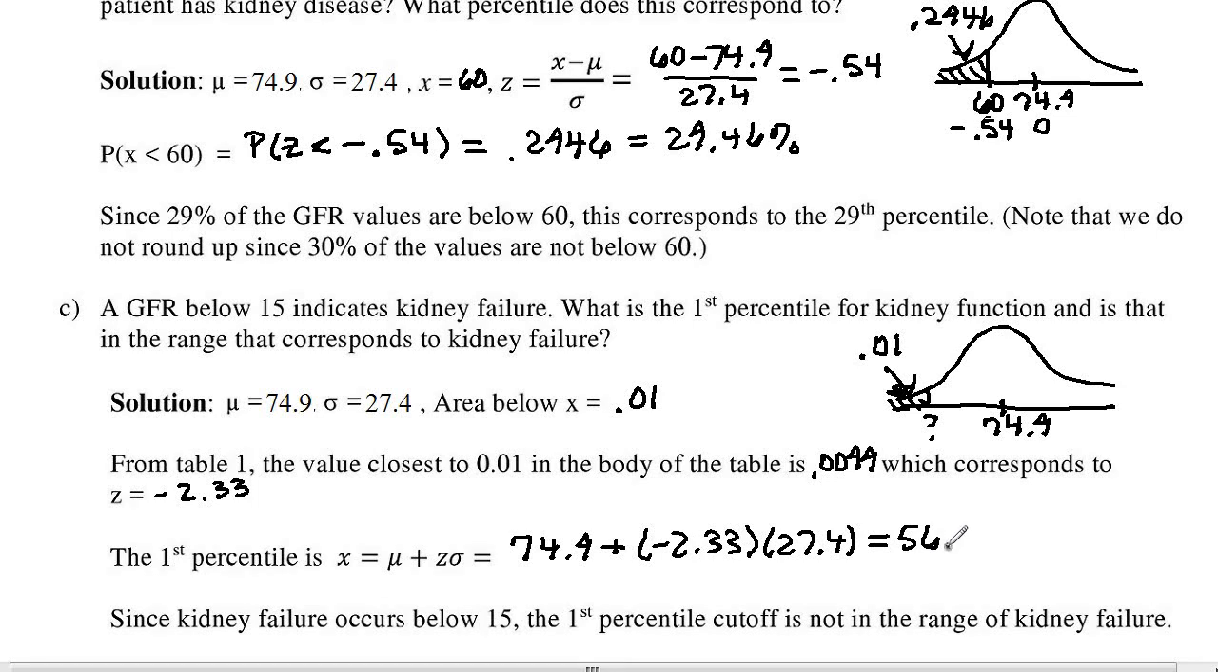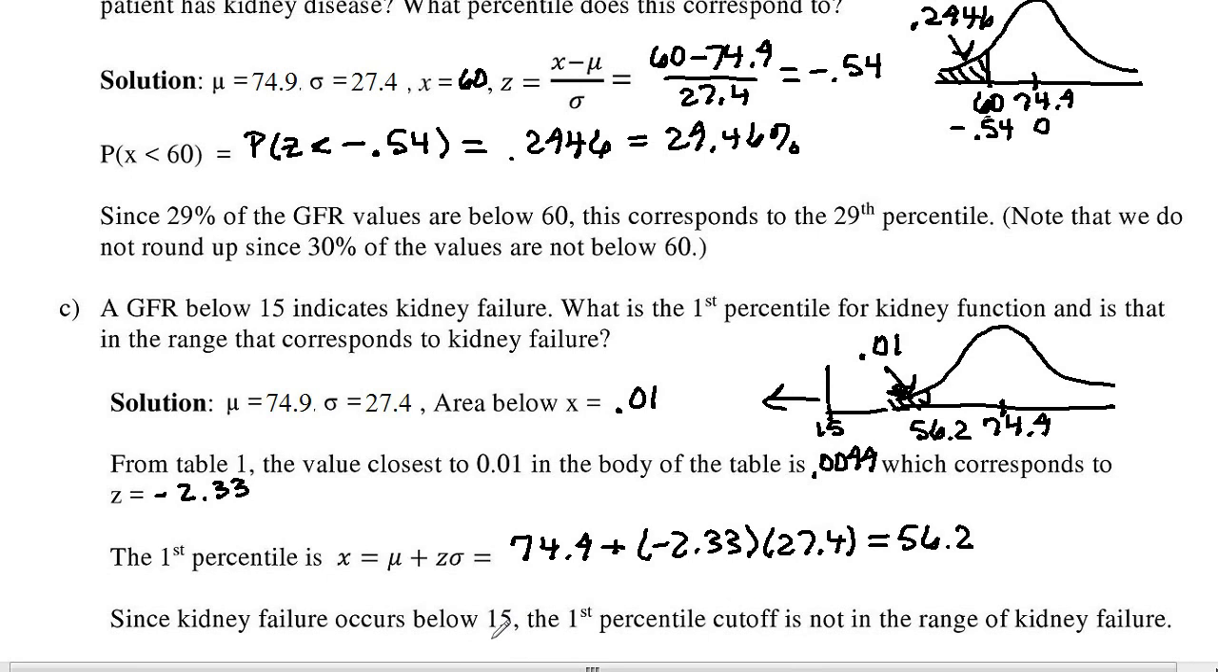So 56.2 is the value that's right here that corresponds to the first percentile, or 1% of the data is below that, 56.2. Then they ask, is the first percentile in the range that corresponds to kidney failure? Well, kidney failure is below 15. This is up at 56. 15 is going to be way down here somewhere. There's 15. So no, this is not in the range for kidney failure. Kidney failure is GFRs that are to the left of 15. They're less than 15.